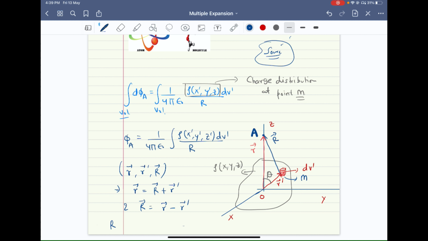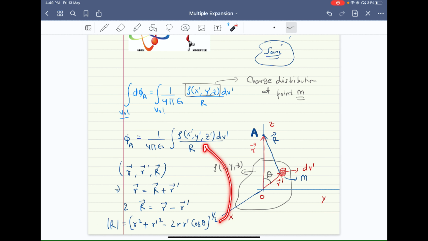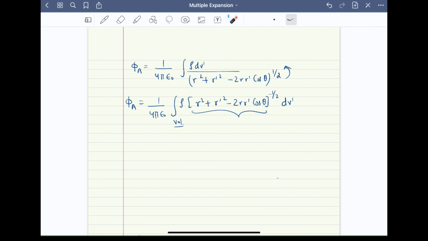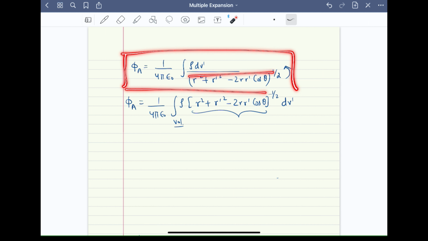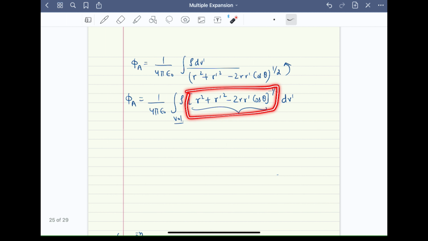Now R scalar, the magnitude, will be given as r square plus r prime square minus 2 r r prime cosine theta, raised to power half, where theta is the angle between OA and OM. This is our angle theta. Now all we need to do is insert this value in the above equation for phi A. If we insert the value of R in phi A, we'll get this result, and this whole thing can also be represented in this way. But now we will be simplifying this quantity to simplify our lives.